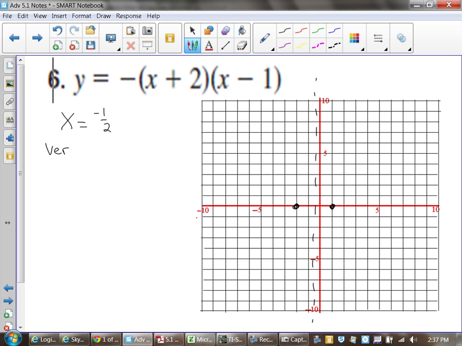So my vertex, up like a cup, down like a frown. Is it a maximum or a minimum? X coordinate for the vertex is negative 1/2. The axis of symmetry is always the x coordinate for the vertex, no matter what form you're in. It's always, always, always.